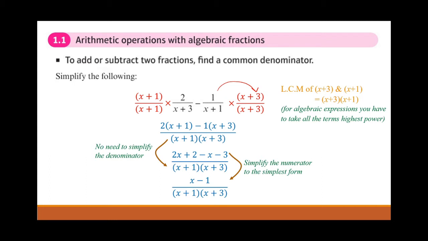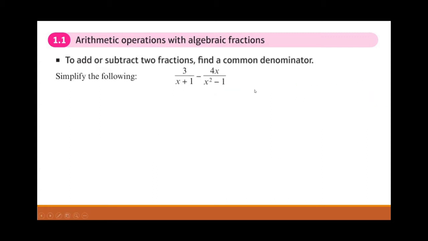Okay, so the new thing we are learning is how to find the LCM when you have terms like that in the denominator. Now let's look at this example. We have 3 over x plus 1 minus 4x over x squared minus 1.